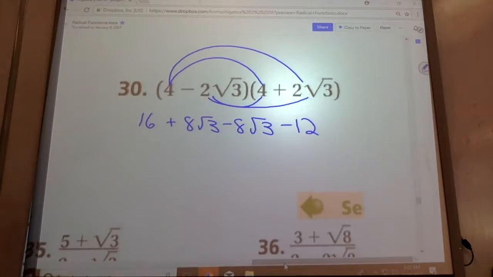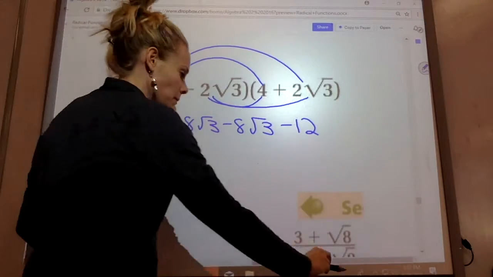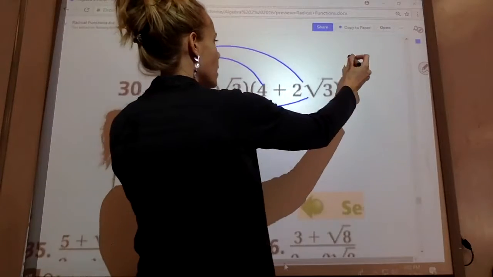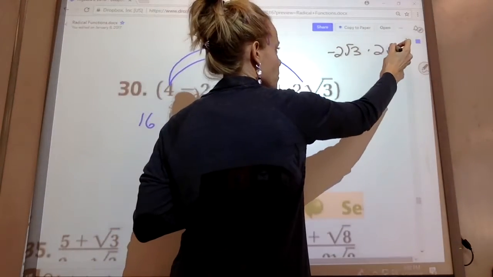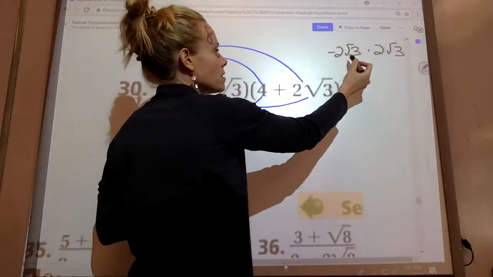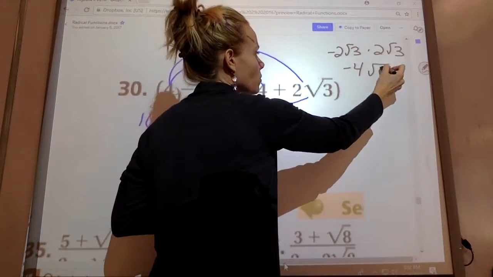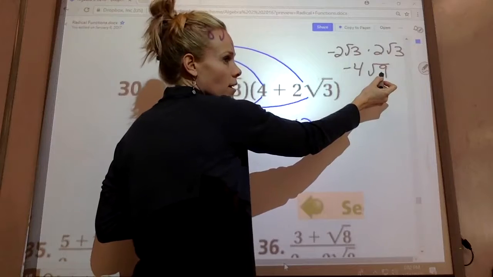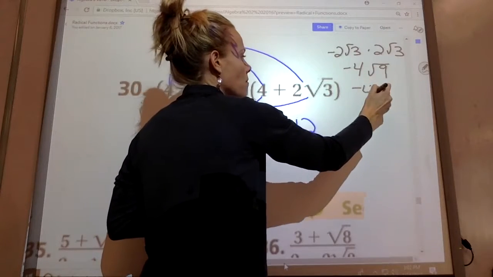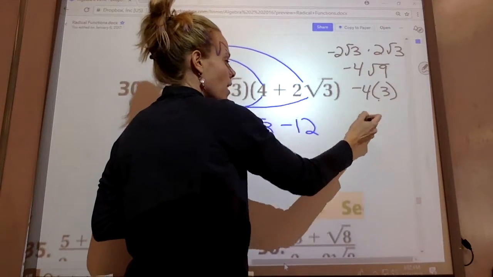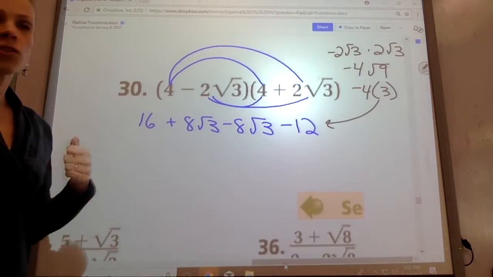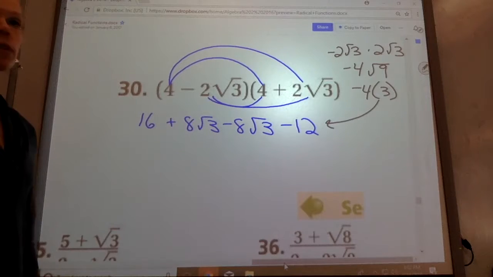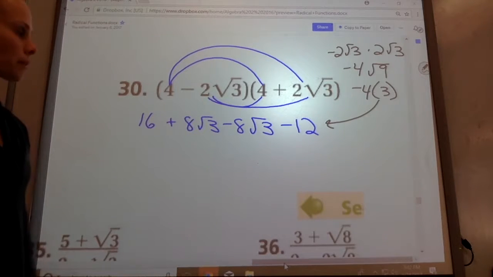How did I get negative 12? If I have a negative 2 root 3 times a positive 2 root 3, that's negative 4 times the square root of 9. 3 times 3 is 9. But what is the square root of 9? 3, and that gives me negative 12. Okay? So I'm challenging some of you to try to do that in your head. It'll save you some work.